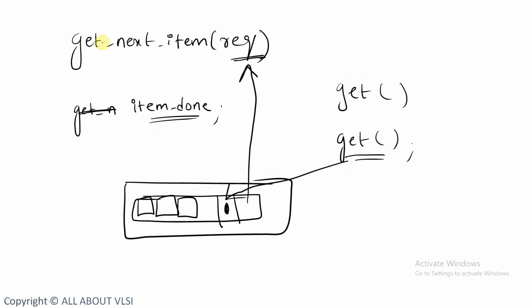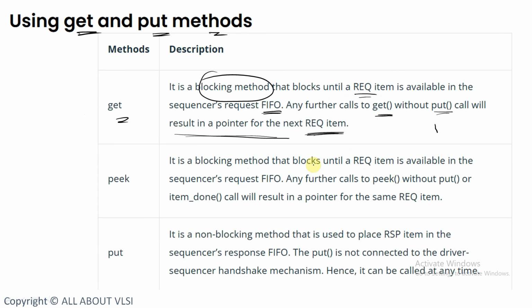But in the case of get_next_item, until and unless you use item_done, it is not going to retrieve the second item. But here, if you are using the get method, what is going to happen? It is going to retrieve the second item without waiting for any acknowledgements. And coming to the next type of method, which is the peek method.